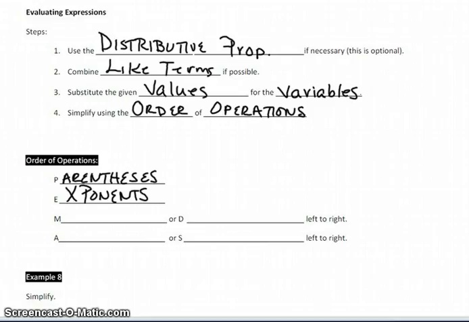Then, my dear, we multiply or divide, left to right as it occurs in the expression. And the last thing we do, we are going to Aunt Sally, or add or subtract, once again, left to right as they occur in the problem. So don't forget, please excuse my dear Aunt Sally.